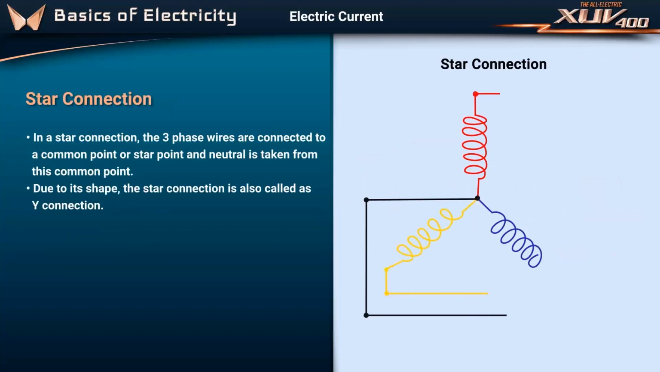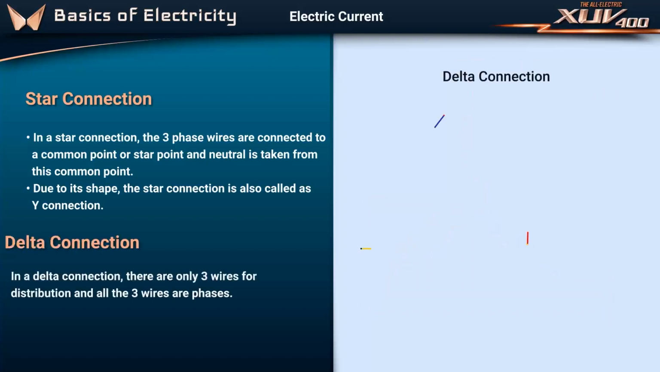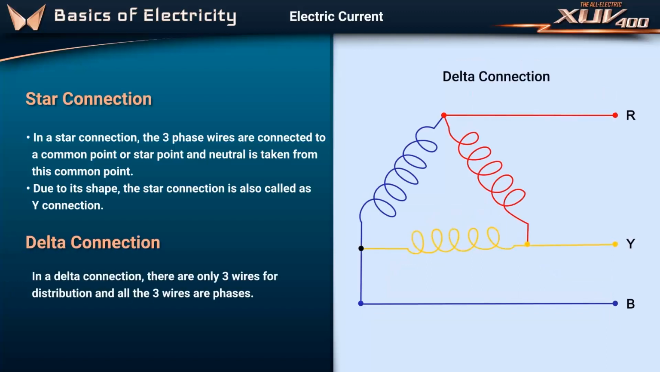Star connection. In a star connection, the three-phase wires are connected to a common point or star point, and neutral is taken from this common point. Due to its shape, the star connection is also called a Y connection. Delta connection. In a delta connection, there are only 3 wires for distribution and all the 3 wires are phases.